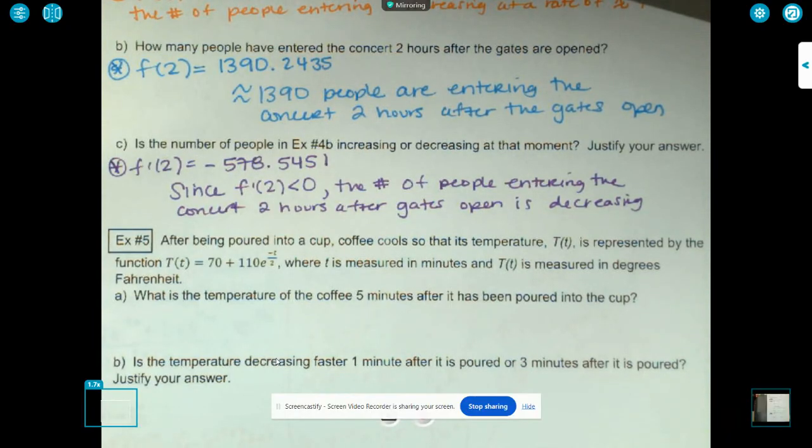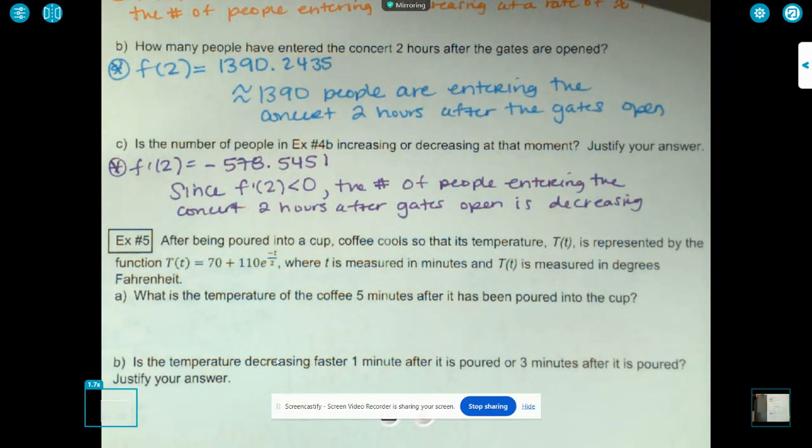All right, so I'm going to give y'all a minute to look at 5. So you've got 5, you've got the function given to you right there. T of t equals 70 plus 110 e to the negative t over 2. And it says, what is the temperature of coffee 5 minutes after it has been poured? Which one do we use for that one? We use f, right, the original function.